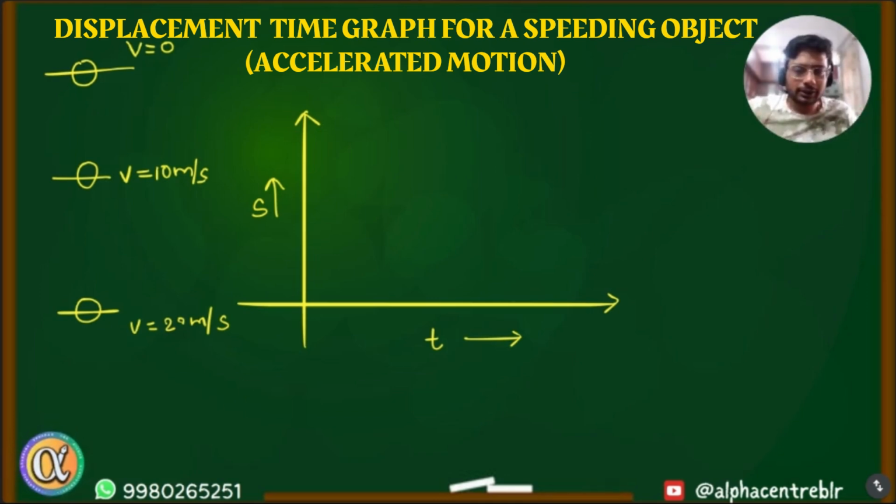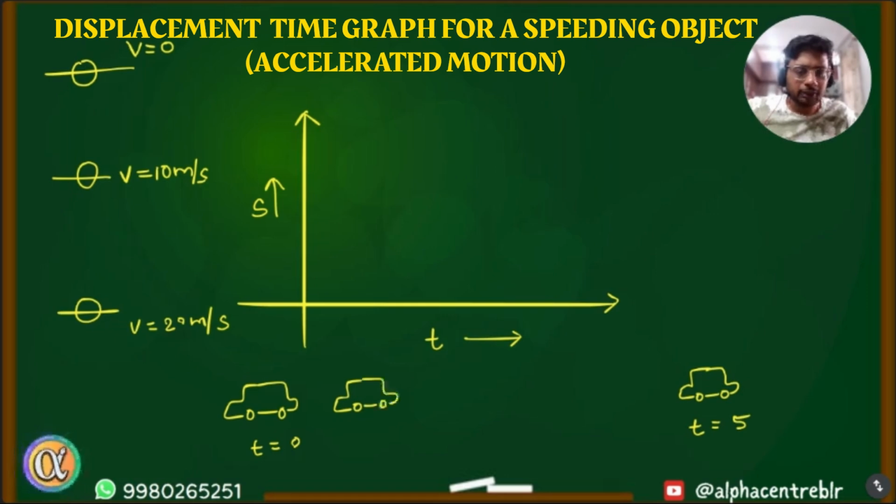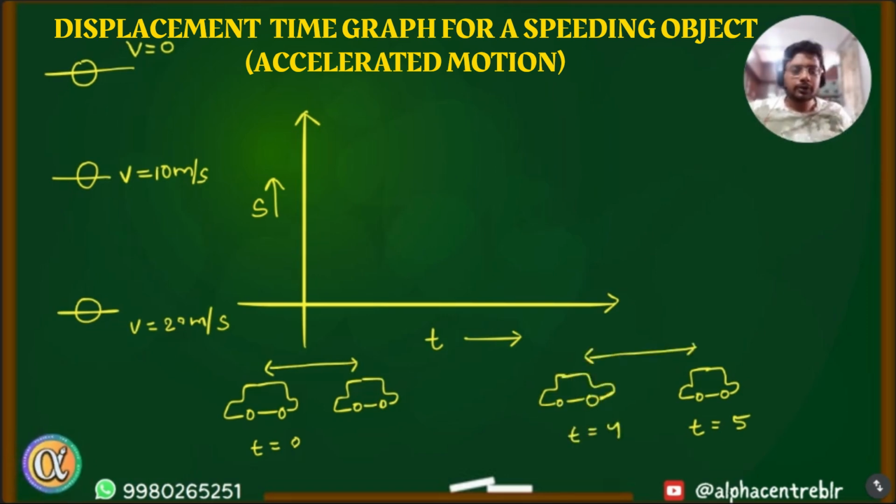See, this is a car. It's accelerating. At time t equals 0, it starts accelerating, and it accelerates till 5 seconds. In 0 to 1 second, it will travel some distance. It moves forward by some amount. And from 4 to 5 seconds also, it will move forward by some amount. So my question to you is, which of these two displacements is greater? The 0 to 1 second displacement, or the 4 to 5 seconds displacement?